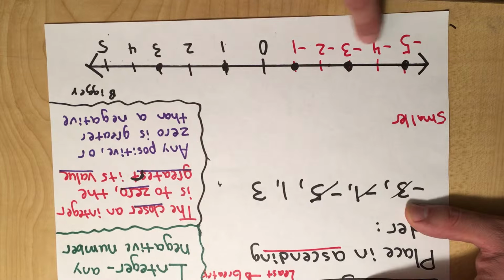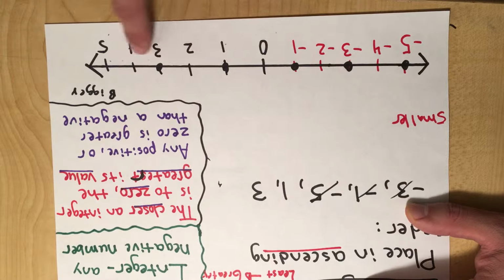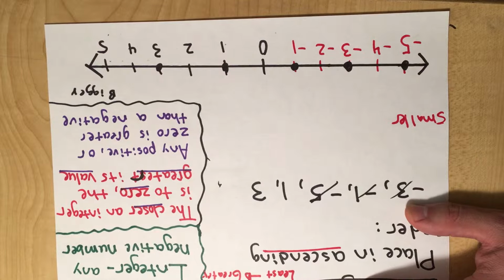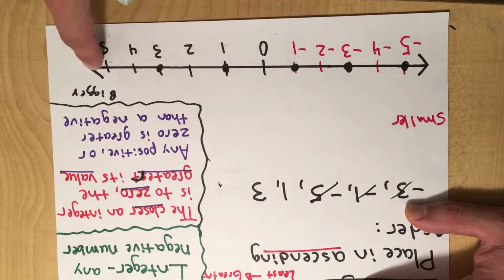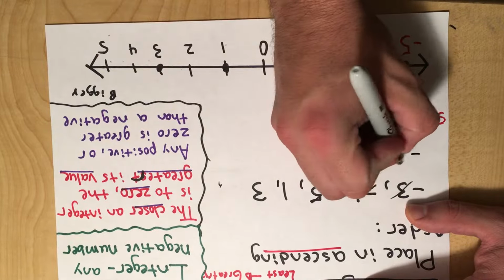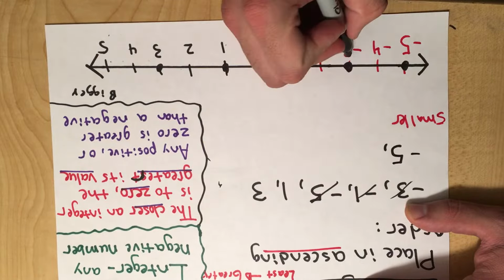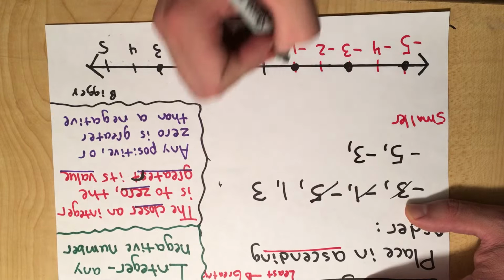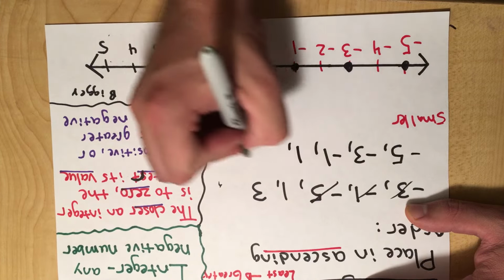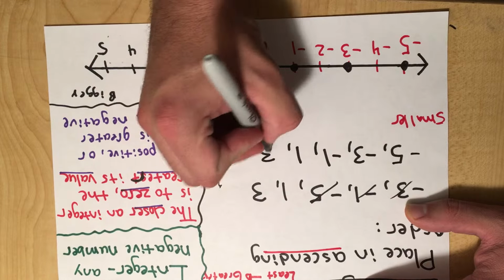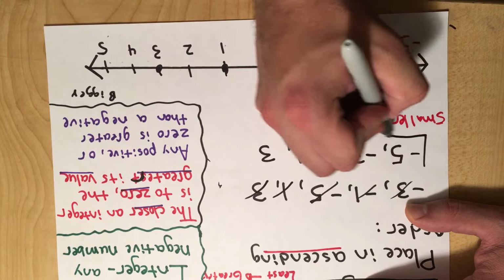So now we put them on our number line here. They're in order from least to greatest. Let's just list them, starting with the one that's furthest to the left, because these are the smallest numbers, and as we move to the right, they get bigger. So that would be -5. Then we have -3. Then we have -1, +1, and then last but not least, 3. So this right here would be an answer.